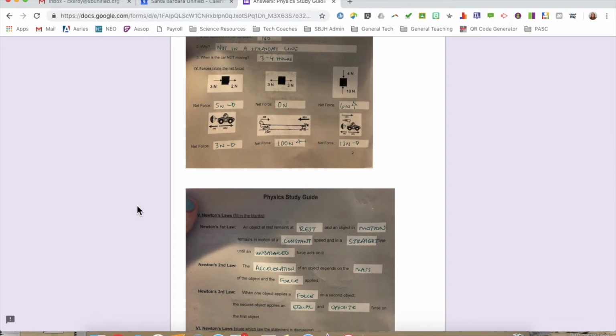Looking at the car, 7 minus 10 gives us 3 newtons to the right. Looking at the tug-of-war, we'll go 100 newtons to the left. And looking at the car with the accelerator, it'll go 13 newtons to the right.